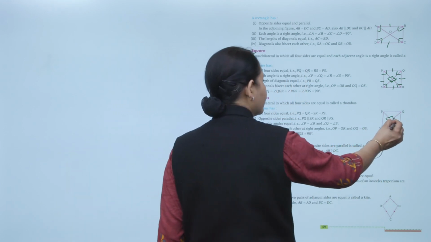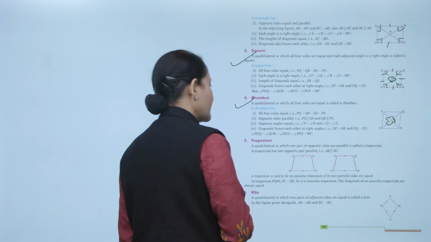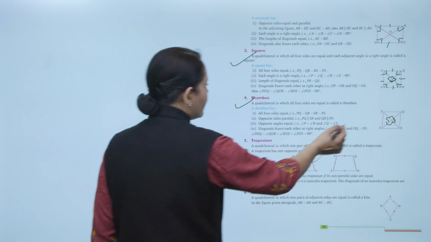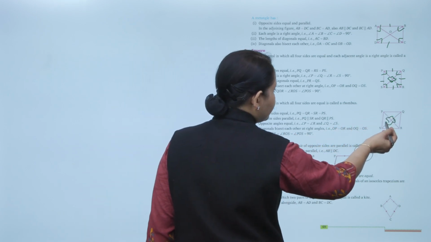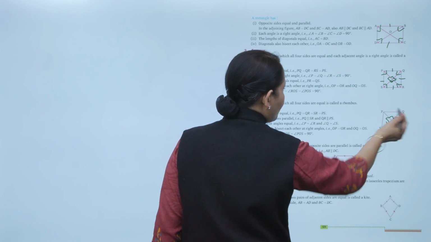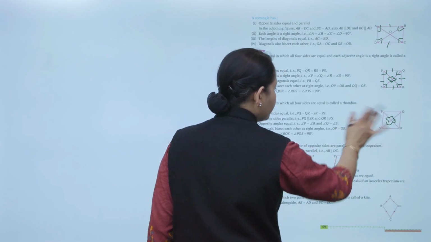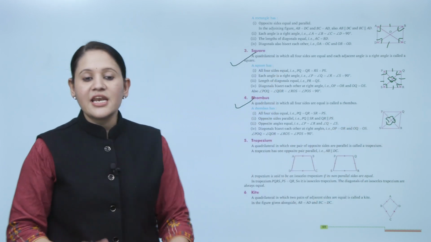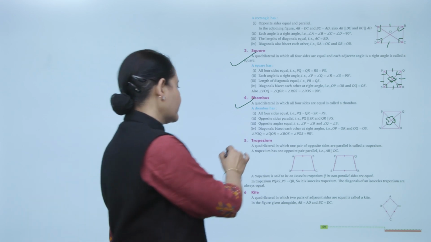Clear? Bisecting means OS equals OQ and OP equals OR, and a 90 degree angle will be formed here. Next is trapezium.